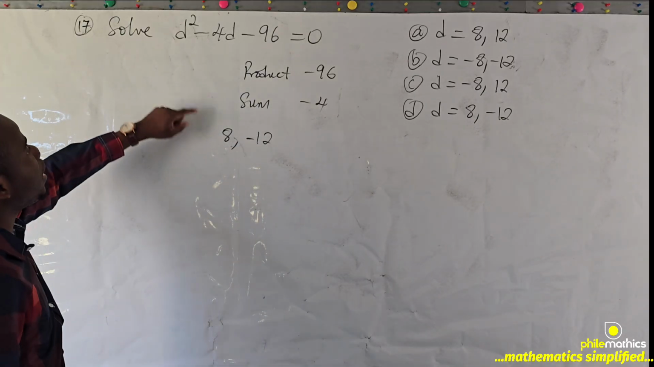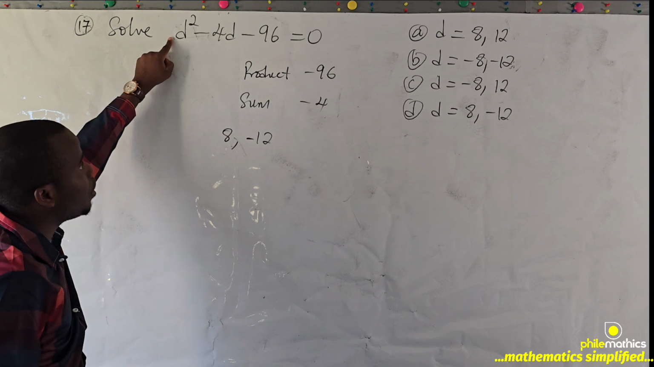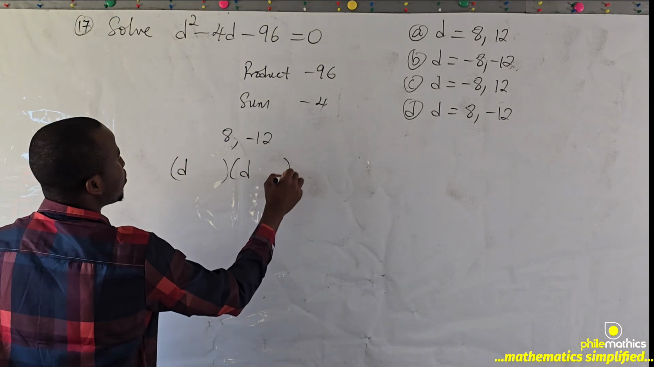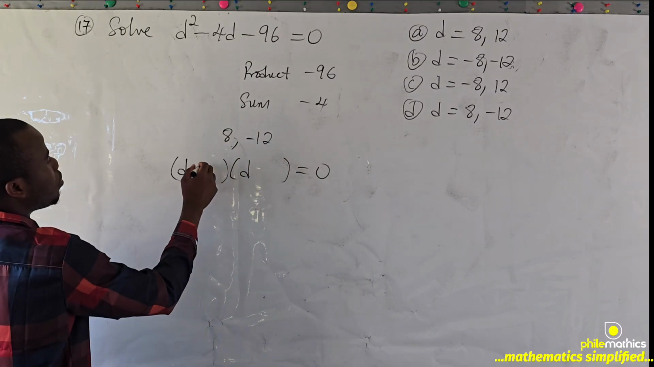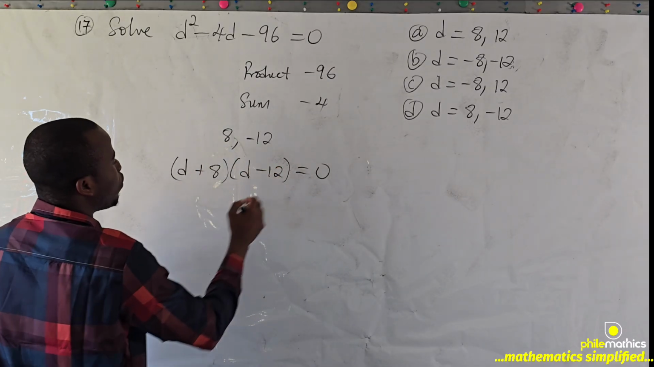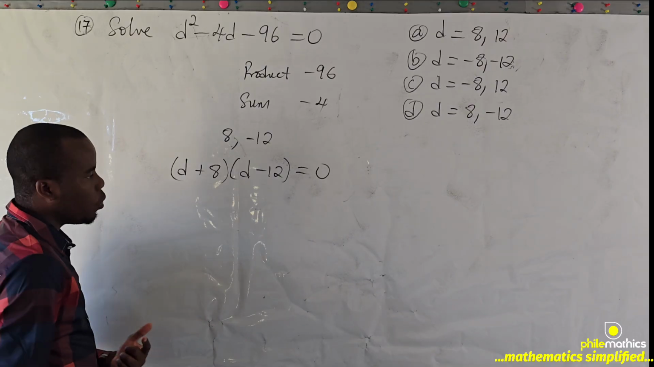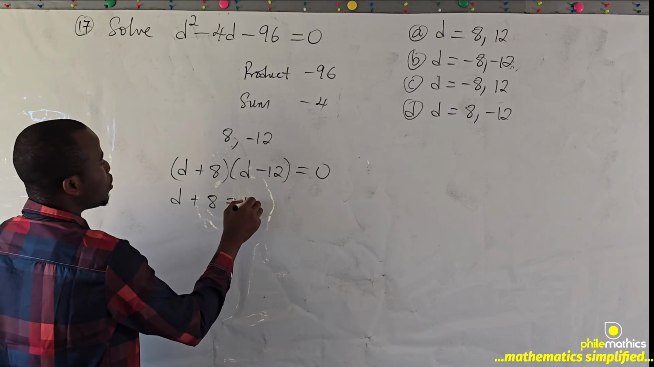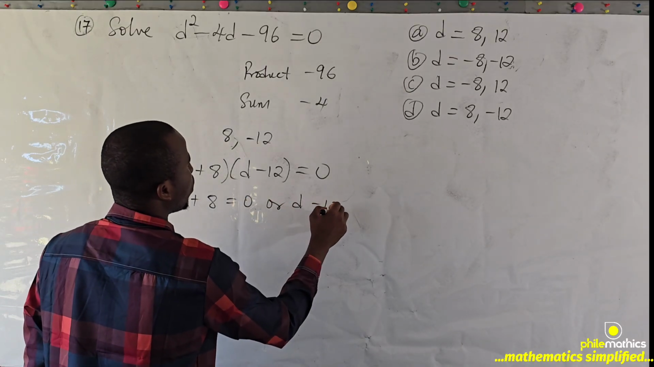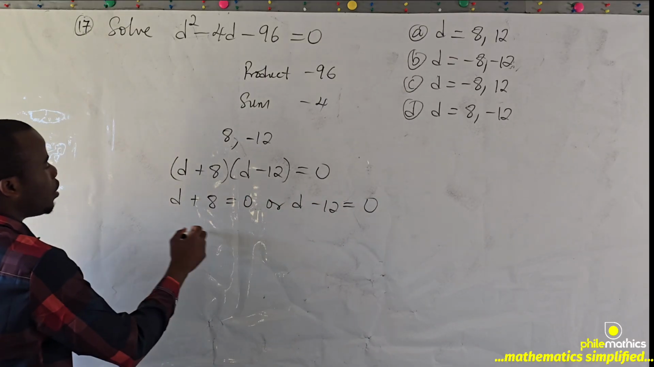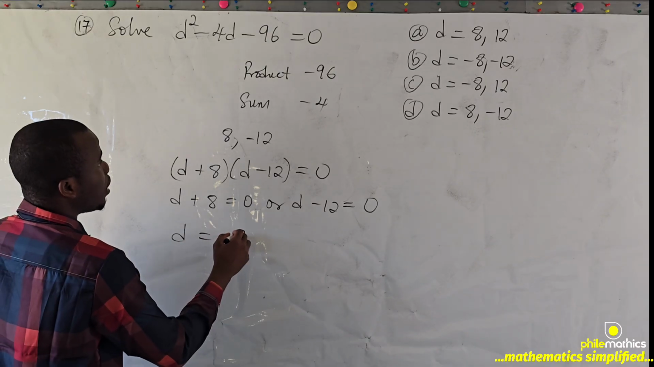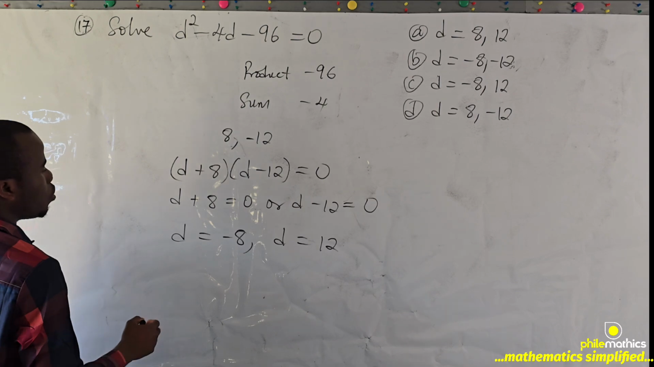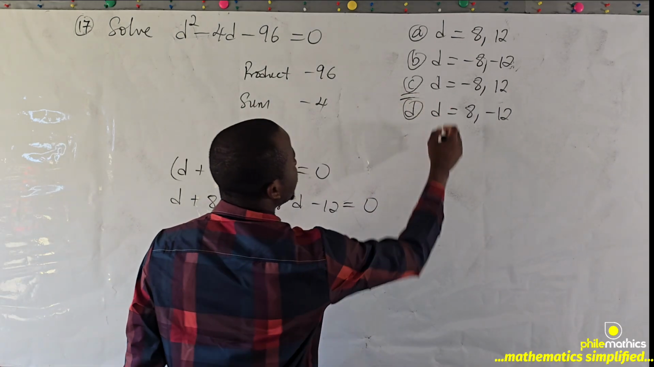So we substitute it here. Since the coefficient here is 1, you can easily write it as, open your bracket, d plus 8, d minus 12 equals 0. So for this product to be 0, their individual terms have to be 0. So d plus 8 equals 0, or d minus 12 equals 0. If you take to the right hand side, d will be minus 8 and d will be 12. So our correct answer is C.